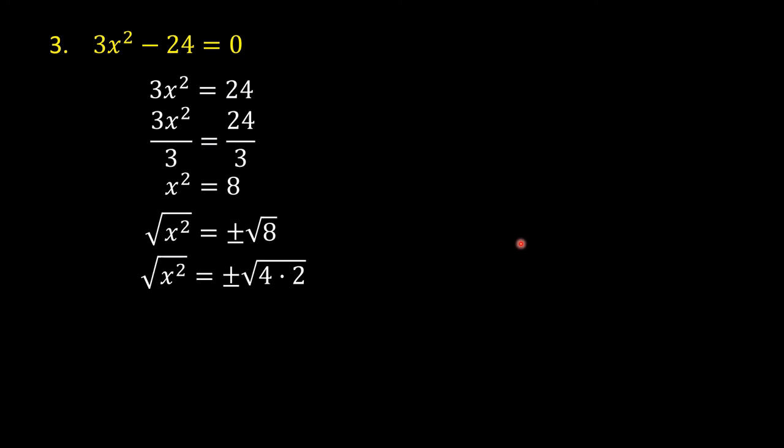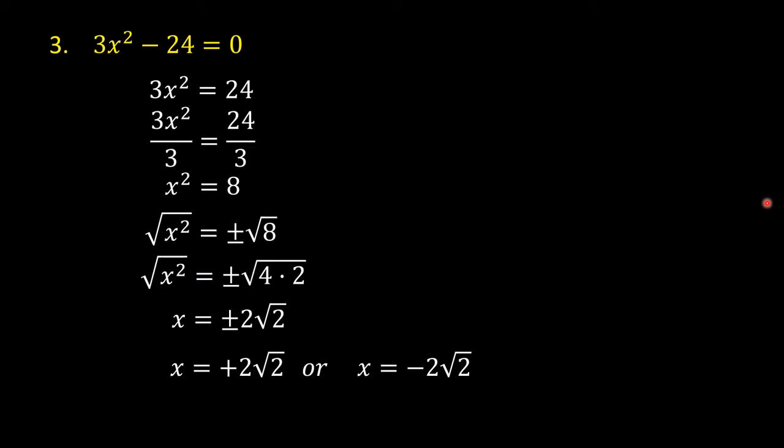So we have the square root of x squared is positive and negative square root of 4 times 2, because 4 times 2 is 8. We can extract the square root of 4 exactly. The square root of 4 is 2. Write 2 before the symbol of square root or radical sign and leave 2 under the radical sign. So we have x is equal to positive and negative 2 square root of 2. The answers: x is equal to positive 2 square root of 2 or x is equal to negative 2 square root of 2.